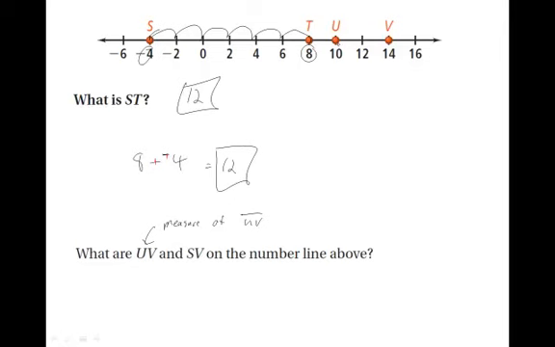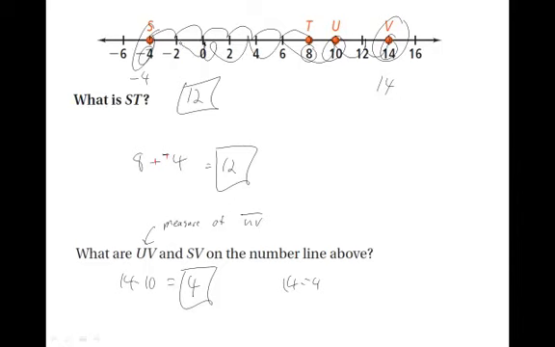So UV, well, let's label those points U and V. That's going to be 14 minus 10, which is going to be 4. It's 4 units, whatever those are. S and V, let's see. V is still 14 right here. S is negative 4. Be careful. Again, don't do 14 minus 4. It's 14 minus negative 4, because if you count it, this to 0 is 14. But then we go 4 past 0. So that's why you're adding those.